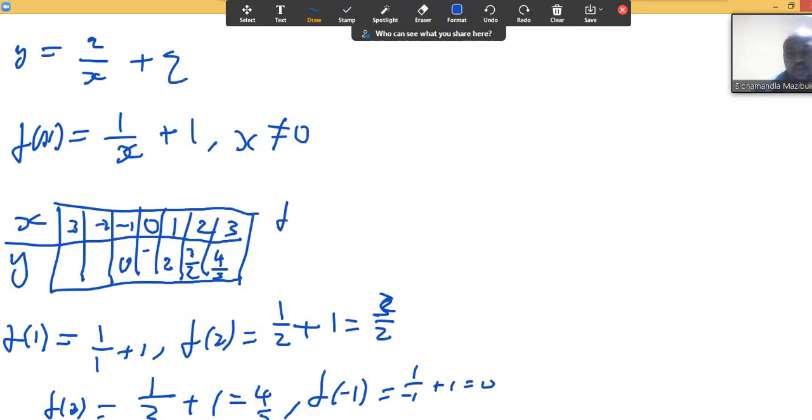If you're looking at f at x minus 2, it will be 1 over minus 2 plus 1. So now we have minus 1 over 2 plus 1. So this is equal to half. So we have 1 over 2.